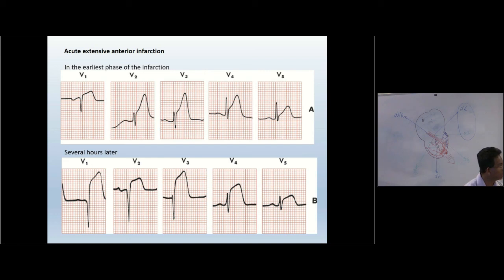Then you can exactly say when the patient got the chest pain. You can say whether it's 18 hours back, 24 hours back or 48 hours back by looking at the shape of the wave, or whether the patient got this problem 3 months back. Then the wave shape is different.